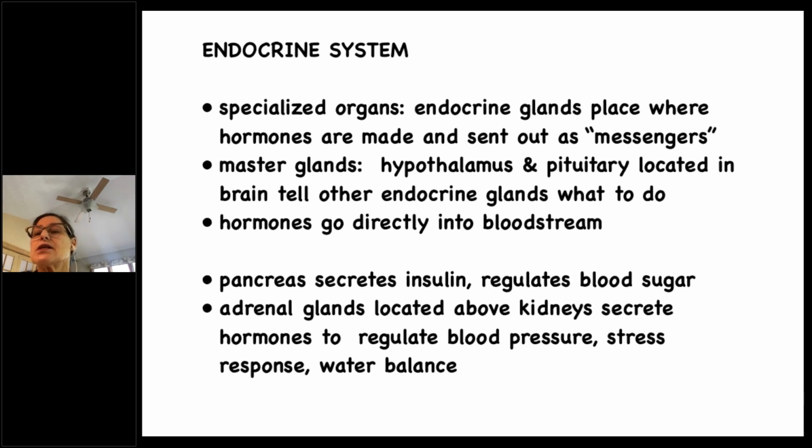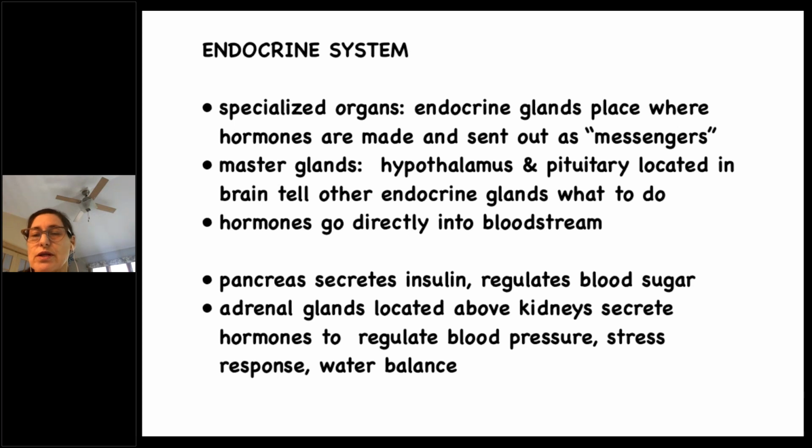Pancreas secretes insulin. It regulates blood sugar. Adrenal glands are important to regulate blood pressure. They're located right above the kidneys. Another word for kidney function is renal function. So adrenal, you can remember, above the kidney. They regulate blood pressure. They moderate the stress response. Adrenal sounds kind of like adrenaline.